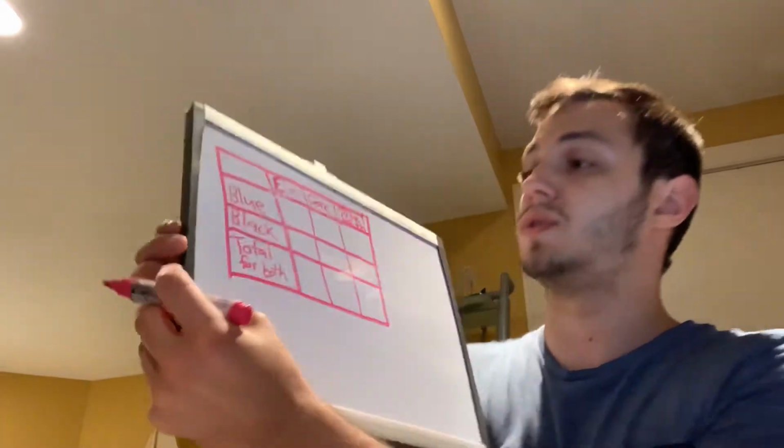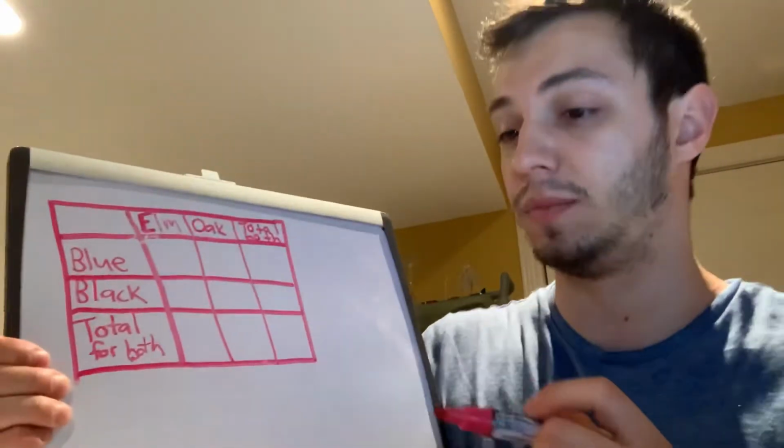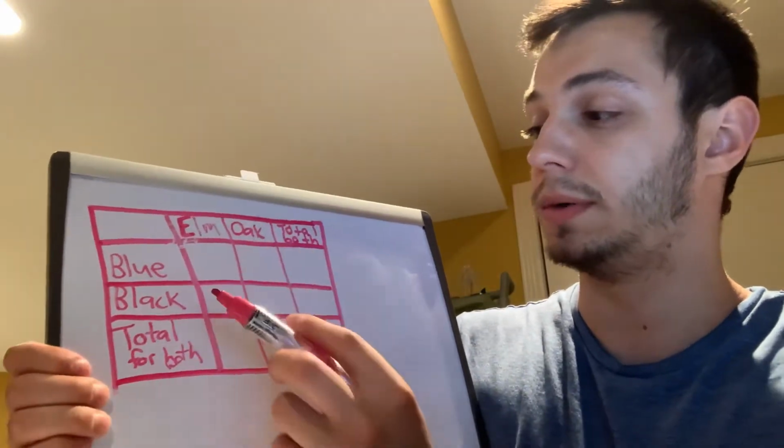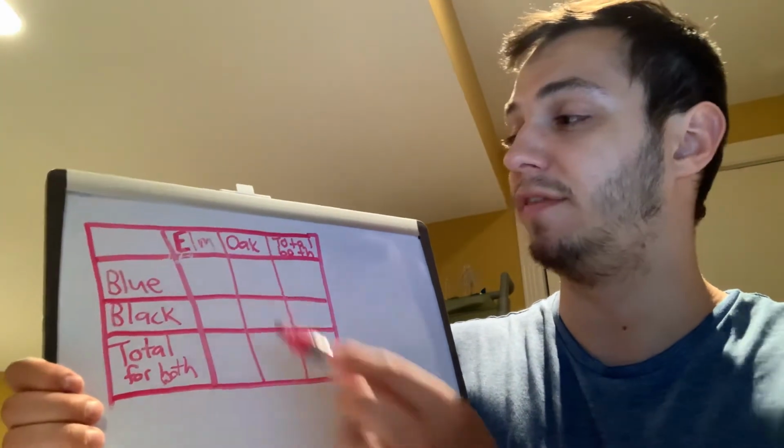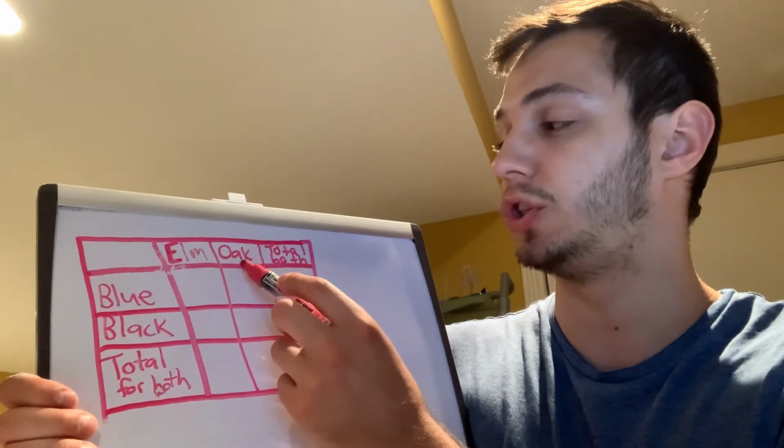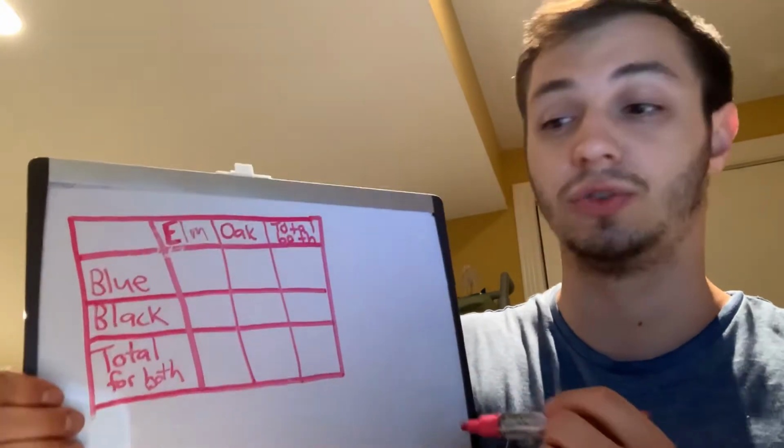We have 4 facts, and we're going to use those 4 facts to fill in some missing numbers in our table. Then once we've filled in our 4 facts, we're going to create number families to find the rest of the numbers to fill in the rest of the table. Let's look at fact number 1. These are the categories that we have for our table. We have bluebirds, blackbirds, and the total for both birds. And then we have Elm Street, Oak Street, and the total for both streets.